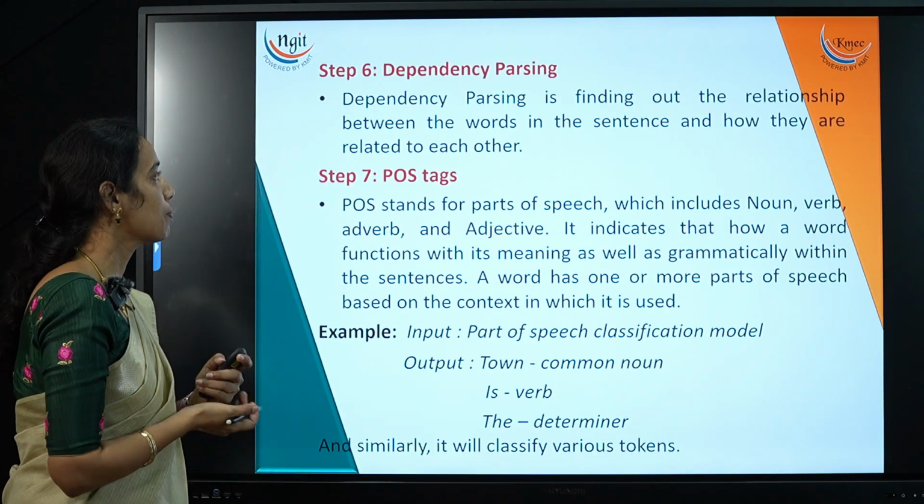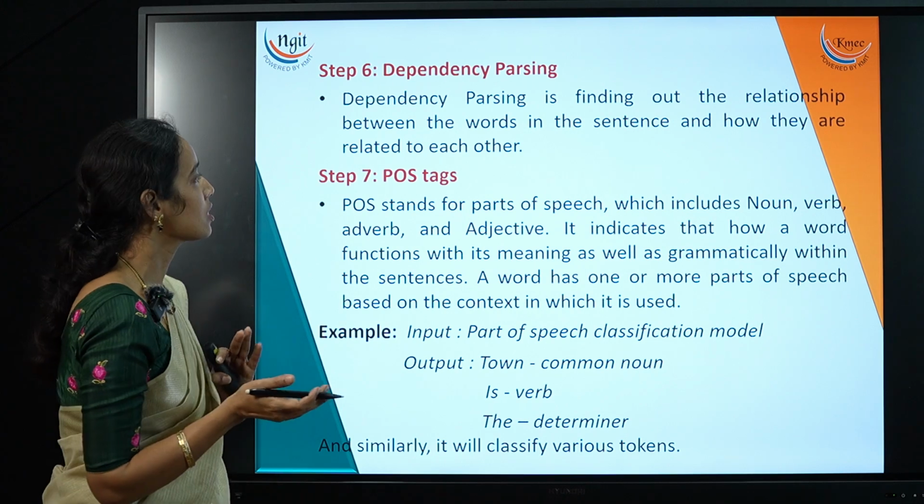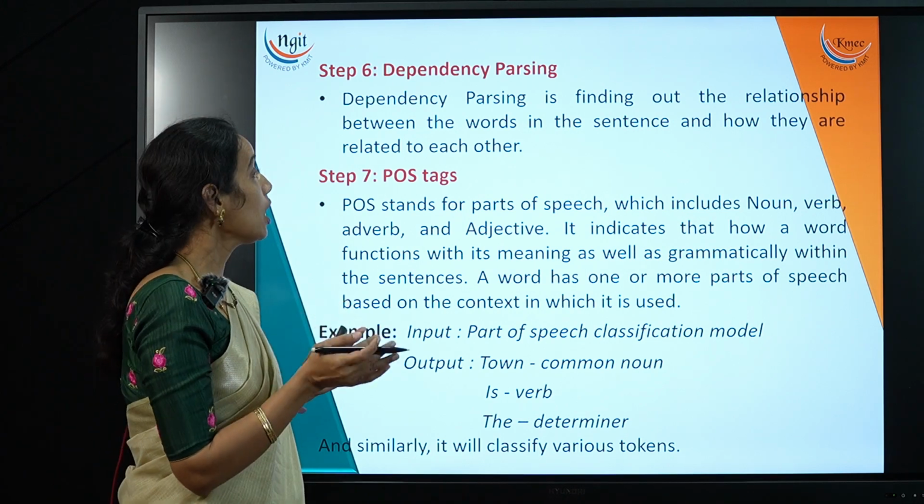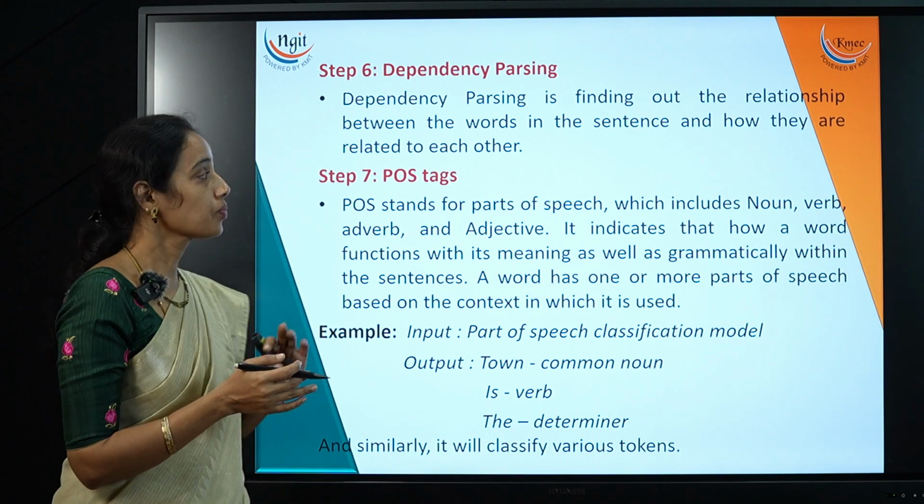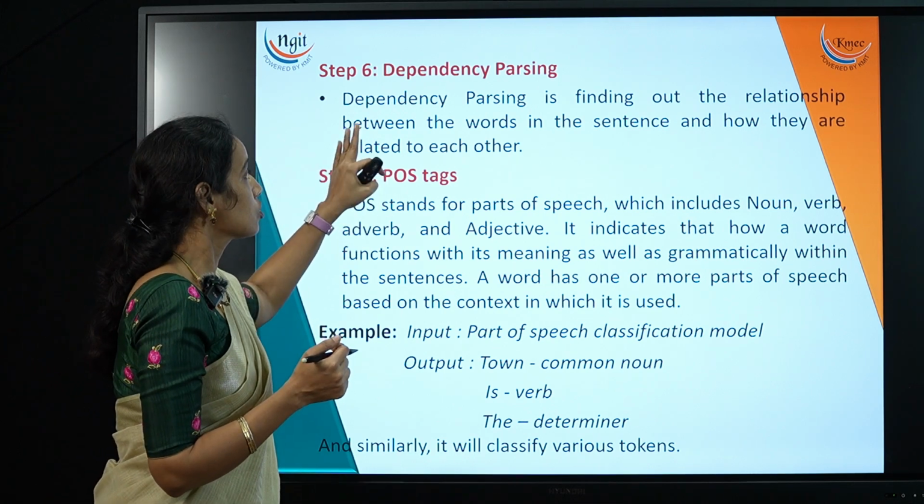Next one, dependency parsing. It's nothing but finding out the relationship between the words in the sentence and how they are related to each other. So this is dependency parsing.